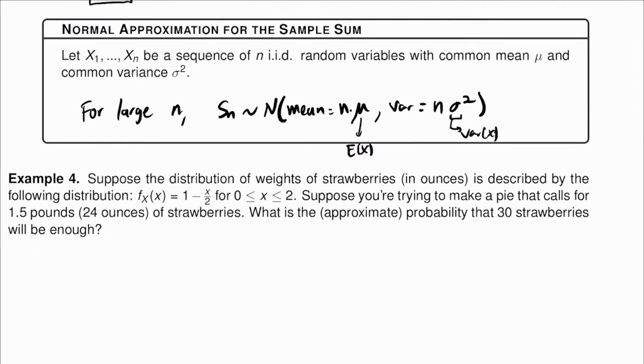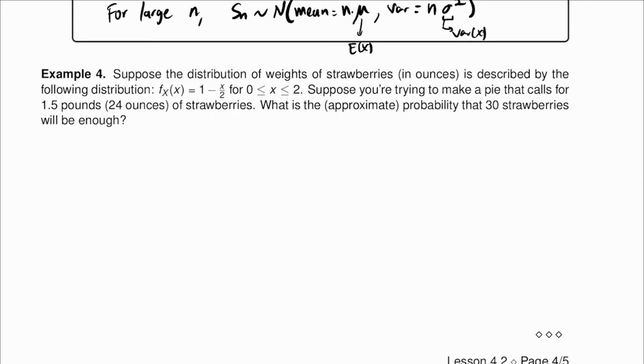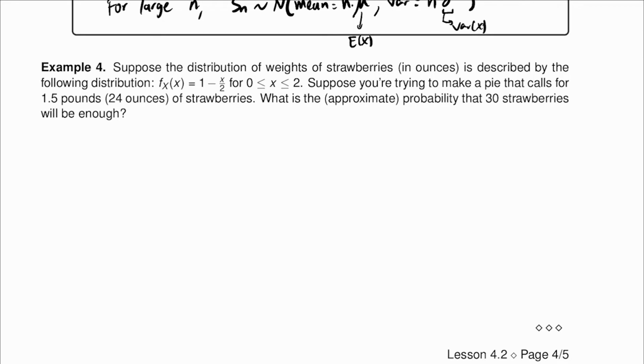Okay, let's see this example. Suppose the distribution of weights of strawberries in ounces is described by the following distribution, for x between 0 and 2. Suppose you are trying to make a pie that calls for 1.5 pounds, that is 24 ounces, of strawberries. What is the approximate probability that 30 strawberries will be enough?